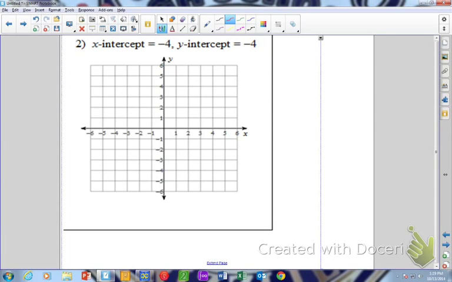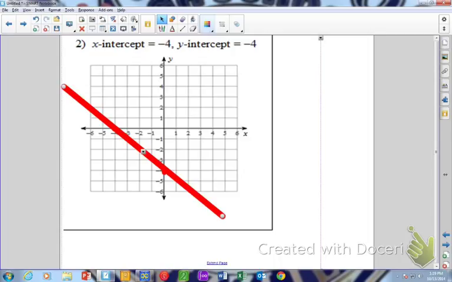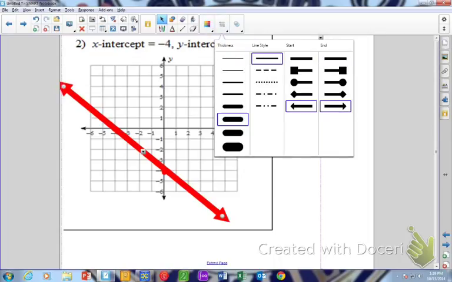So for the second example that we have, we are looking at the y-intercept to be at -4, which is right here, and the x-intercept, and then the y-intercept, which is located down here. Again, we go ahead and we grab a line that's going to pass through these 2 points. Just like I said from the beginning, please make sure that this line passes through both of the points, and it contains arrows on both sides.